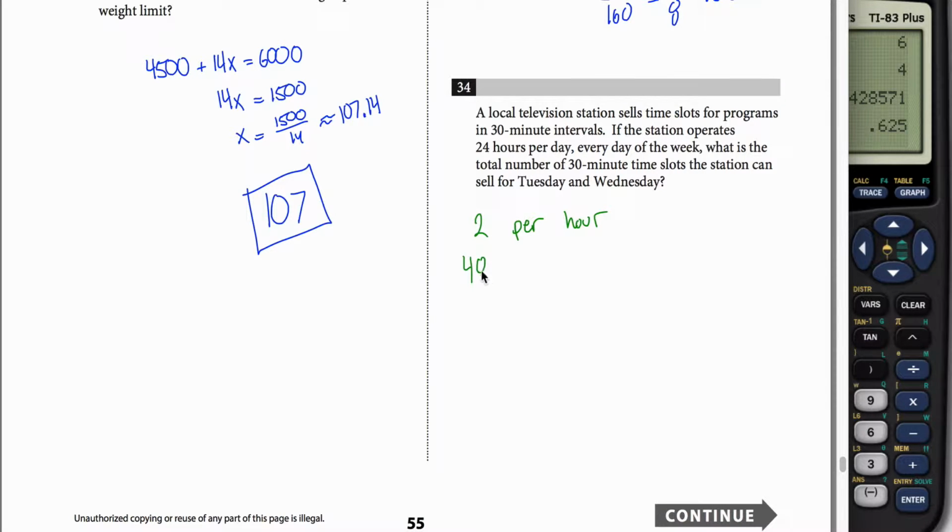And then I have 24 hours per day. So 2 times 24 per day. But I have 2 days. So I have 2 times 48, which is equal to 96 for Tuesday and Wednesday. So for my answer, I'd come up with 96 here.